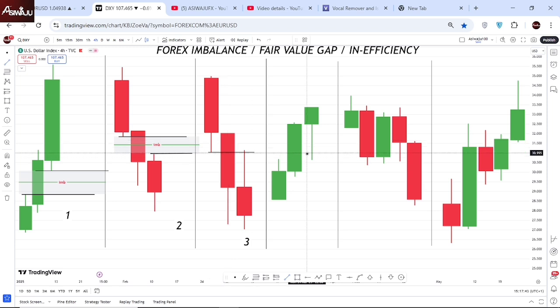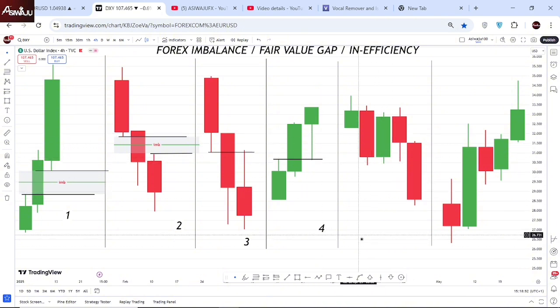And if you look at the next example we have here, the fourth example, from the high of this first candle to the low of this third candle, you can see we have no gap as well. Everything here has been filled, as you can see. So this is a fulfilled price movement already. In the third example, everything has been fulfilled, and in the fourth example, everything has been fulfilled.